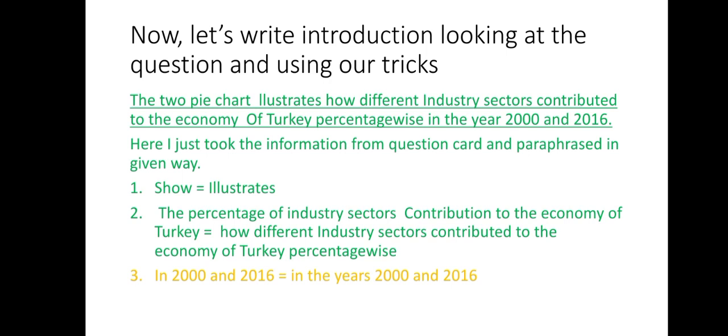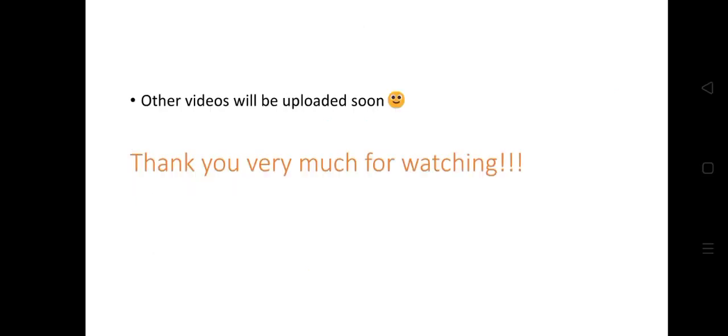Number 1, in place of shows, I wrote illustrates. Number 2, in place of the percentage of industry sectors' contribution to the economy of Turkey, I wrote how different industry sectors contributed to the economy of Turkey percentage wise. And number 3, in place of in 2000 and 2016, I wrote in the years 2000 and 2016.